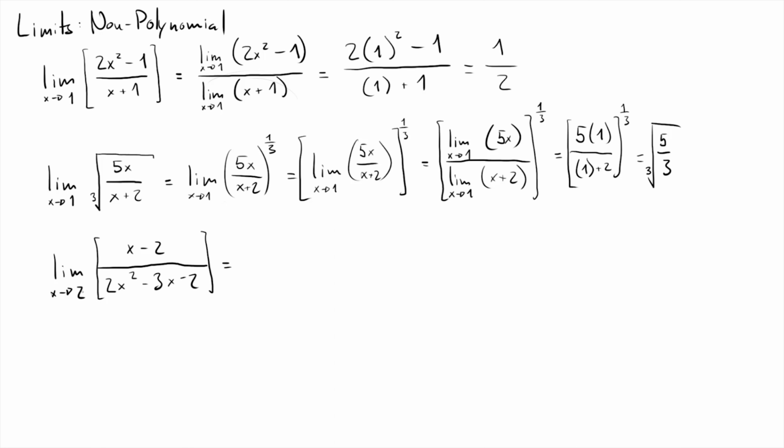And if we substitute in the 2 here for each x, we're going to get 2 times 2 squared. So that's 2 squared is 4. 2 times 4 is 8. 8 minus 3 times 2, so 8 minus 6. Okay, that's equal to 2. And 2 minus 2 is 0.